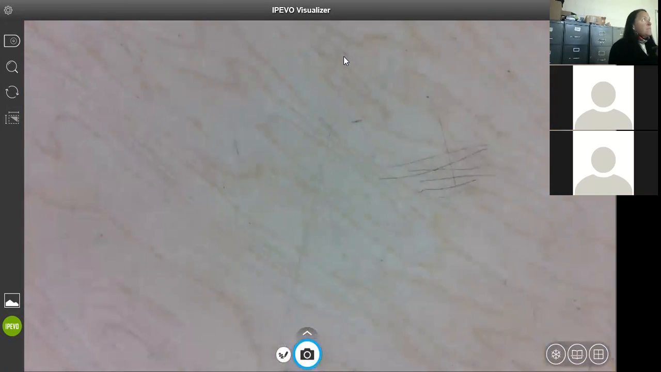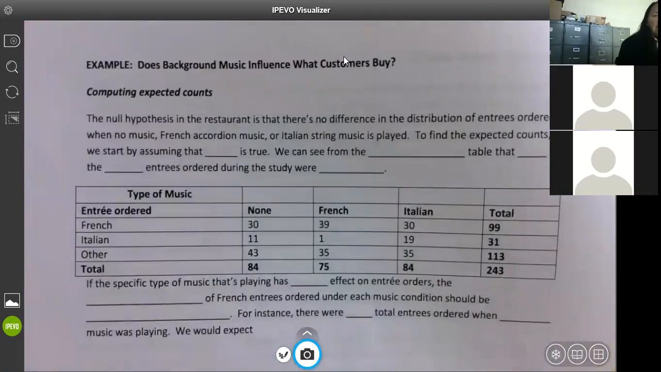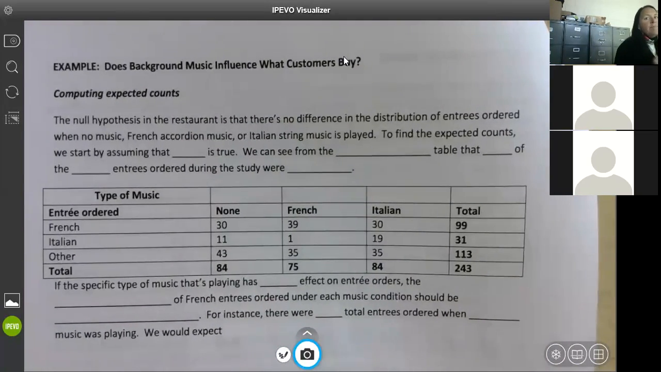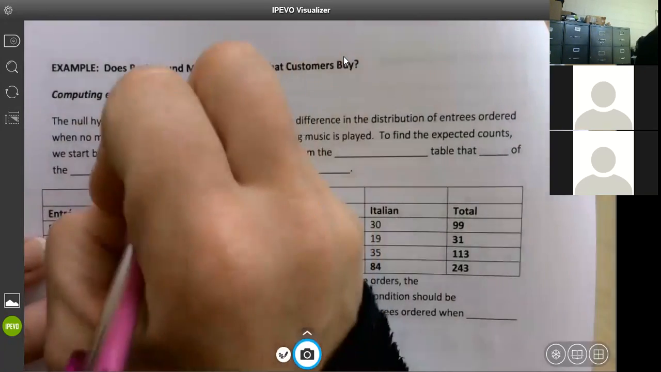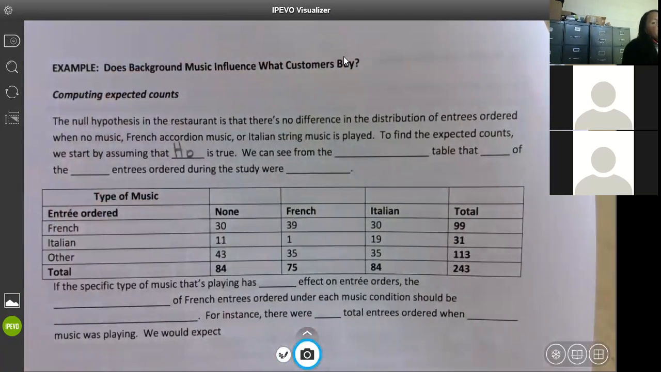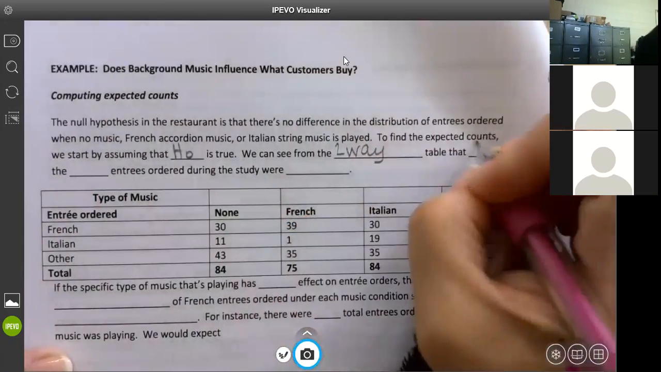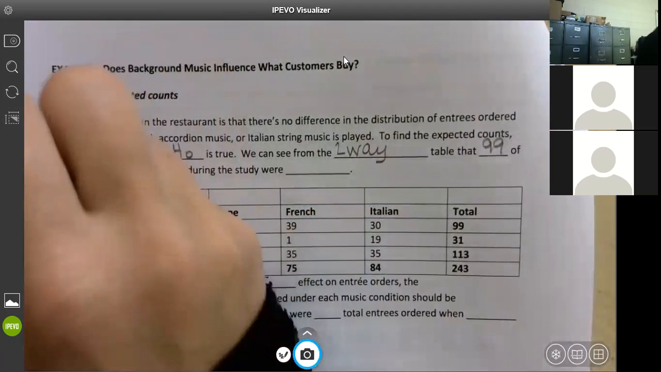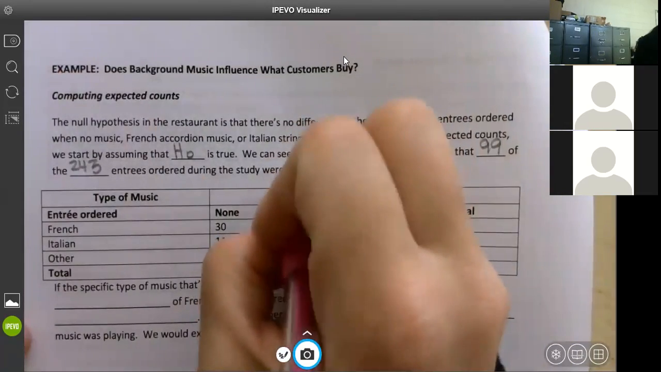Look at your next one. When we're computing expected counts, again, we're still doing the background music influencing customers. The null hypothesis in the restaurant is that there's no difference in the distribution of entrees ordered when no music, French accordion music, or Italian music is played. To find the expected counts, we start by assuming H sub O is true. And again, H sub O is that there's no difference, like they just order whatever regardless. We can see from the two-way table that 99 out of the 243 entrees ordered during the study were French.